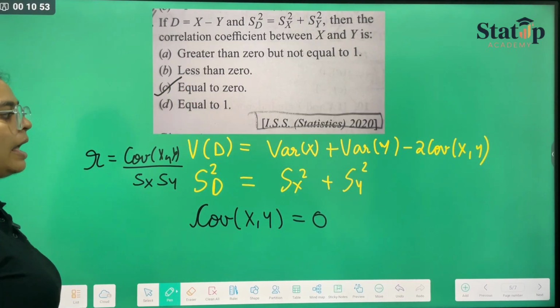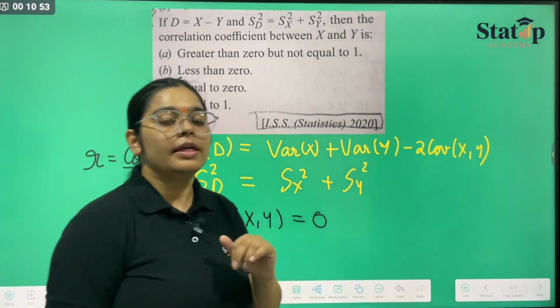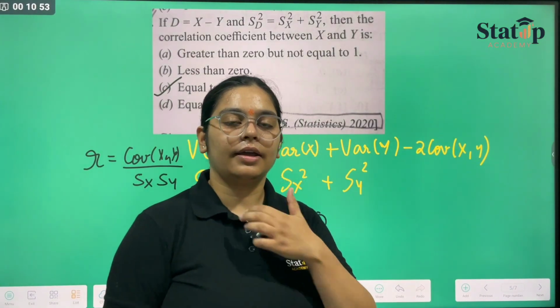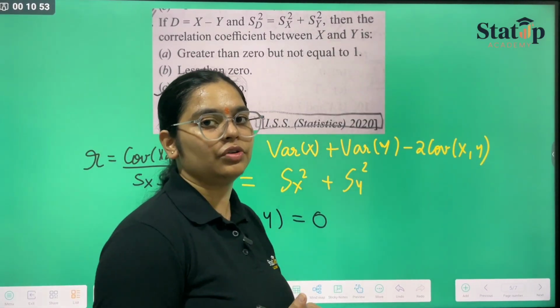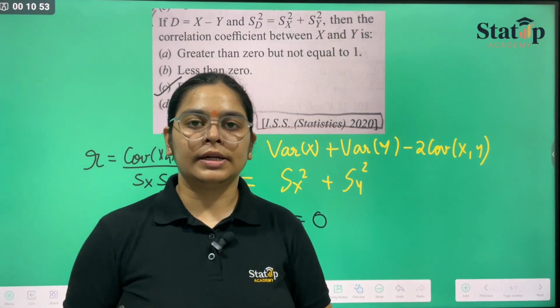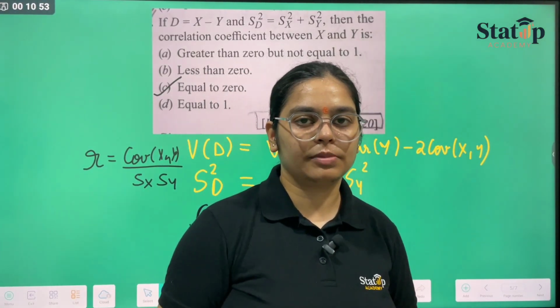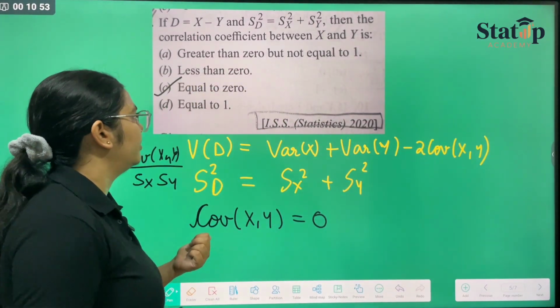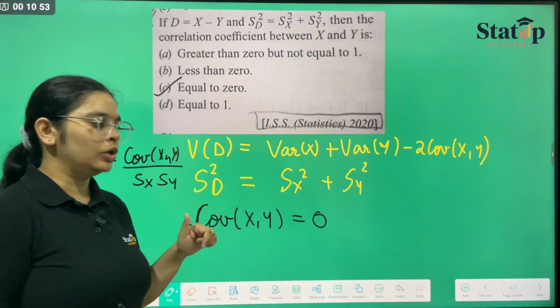Now this is the case where, if X and Y are independent, then we can say that the correlation coefficient is 0. And if the correlation coefficient is 0, it is not necessary that X and Y would be independent. So that should also be kept in mind while doing these kind of questions. So the answer is option number C, equal to 0.